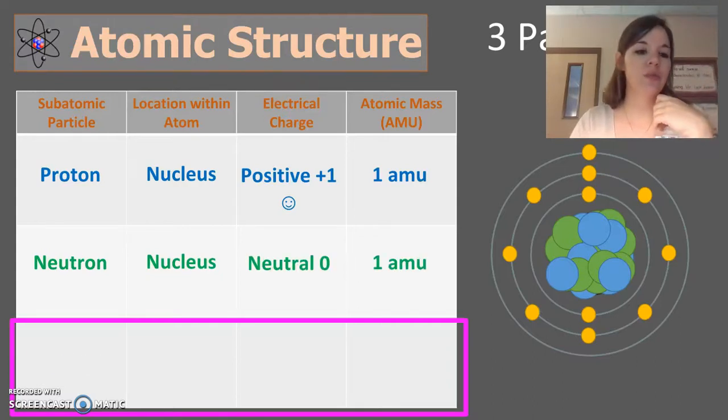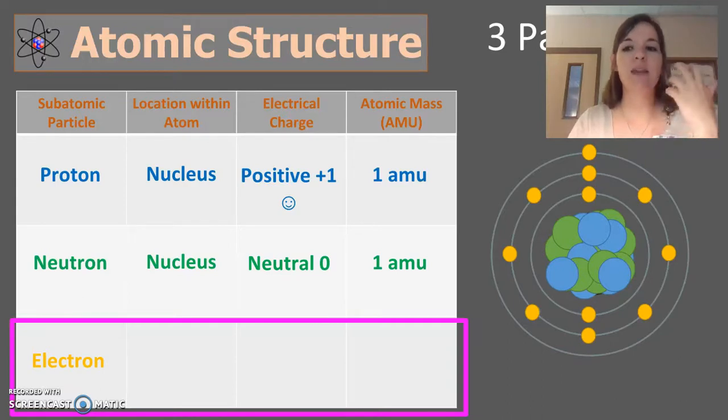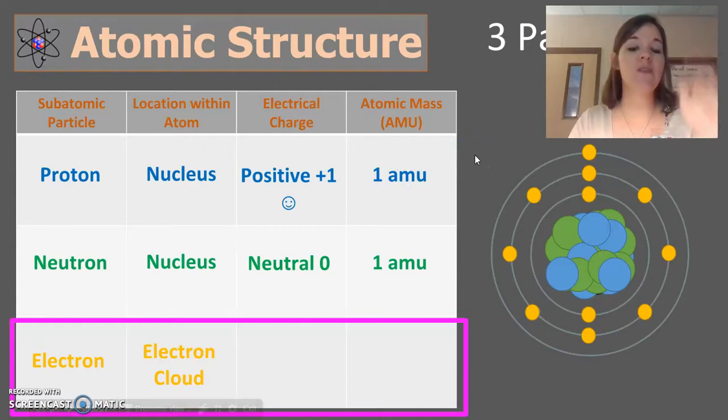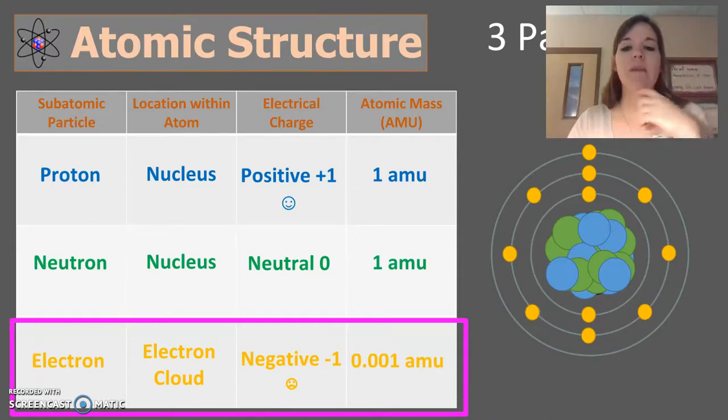So here's what we're adding today. The electron has a negative charge. Let's see if I can bring it up. There we go. It's found in the electron cloud, has a -1 charge, and a mass of 0.001. What that means is it would take 1,000 electrons to equal the mass of 1 proton or 1 neutron. Again, this is just why we don't count it when we look at the mass of the atom.